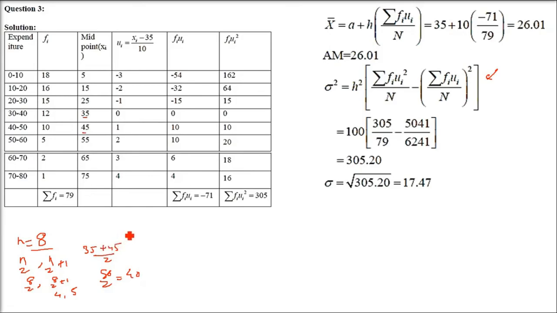You cannot take 75 or 5 as your assumed mean. So the more central it is, the closer your answer will be. No one has said you cannot take 55, you cannot take 65. But if you take 55, it will be very difficult because the subtraction will give you a large value. If you keep it closer, x minus 40 by 10 is also acceptable. Let us take 35.